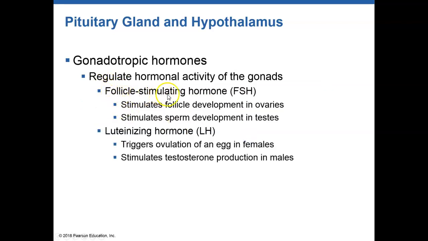Gonadotropic hormones, follicle stimulating hormone, stimulates development of the follicles in the ovaries, which hold our eggs, and sperm development in testes. And then luteinizing hormone triggers ovulation in females and stimulates the release of estrogens and triggers the release of testosterone in males.